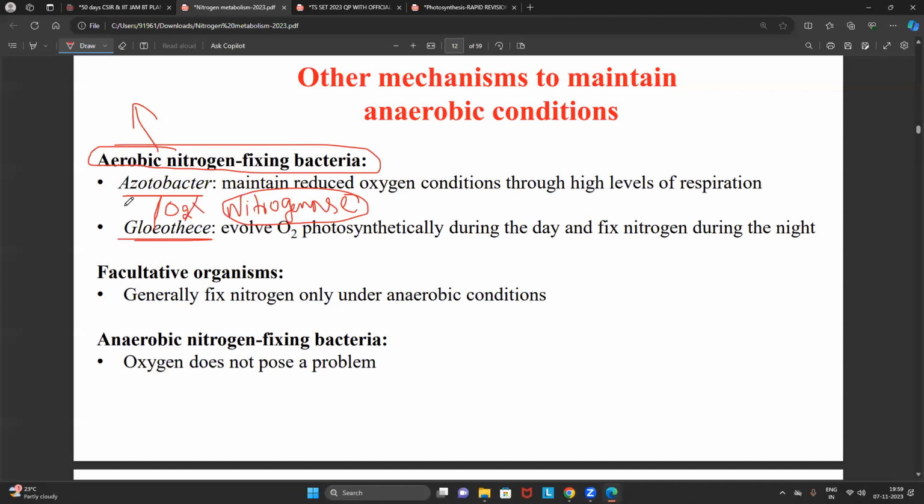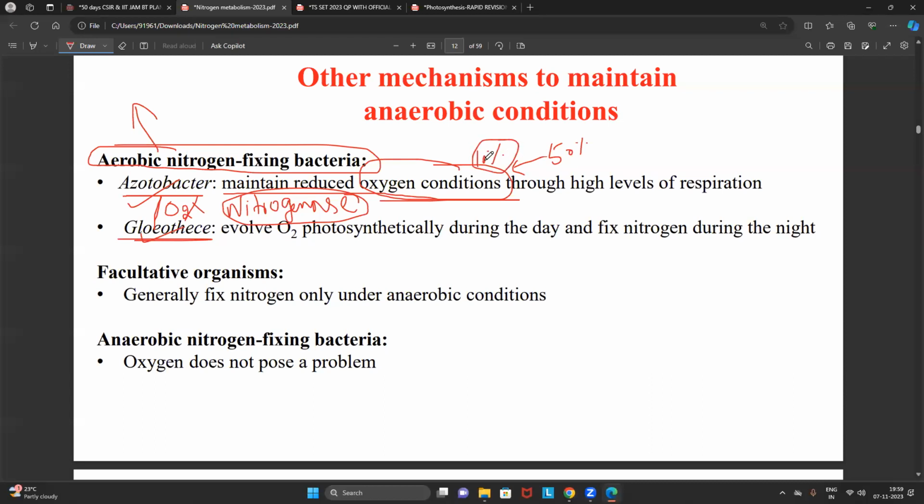If there is no oxygen, they will die. Then what is the condition? How can they avoid this condition? Remember, I am using the words that they maintain a reduced oxygen condition. I am not at all using the word that oxygen is completely absent. They maintain a reduced oxygen condition. For example, if the oxygen required is 50%, they will reduce the oxygen percentage to up to 10%. That's all. Only for a particular period of time.